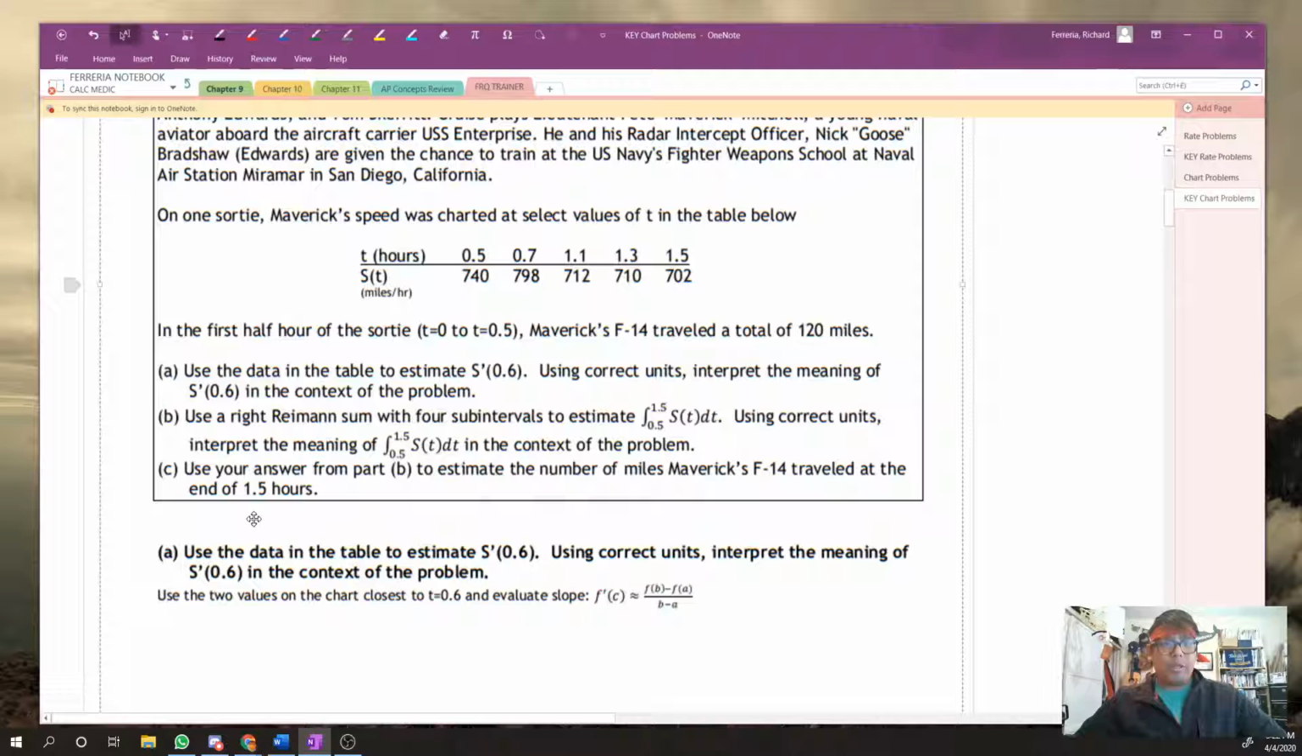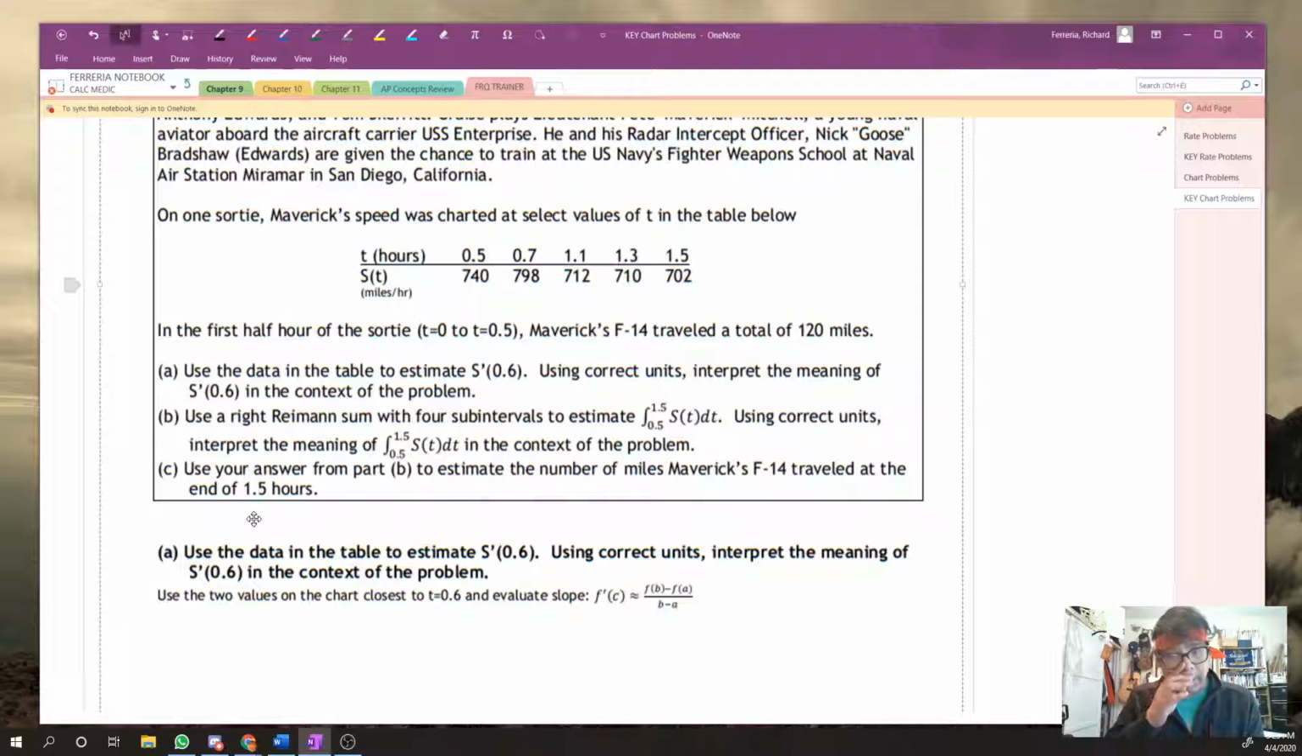Part A. Use the data in the table to estimate S prime of 0.6. Use correct units and interpret the meaning of S prime in the context of the problem. So we better be talking about Maverick and his sweet F-14. Part B, use a right Riemann sum with 4 subintervals to estimate the integral from 0.5 to 1.5 of S of t. Use correct units to interpret the meaning of the integral in context with the problem.